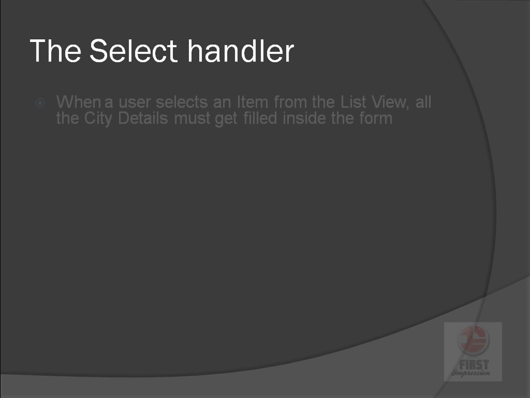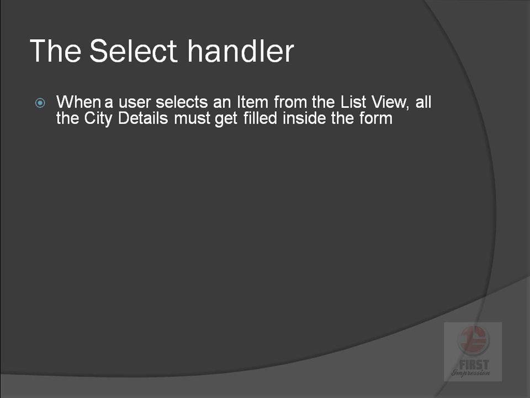Similarly, let's write the select handler. When a user selects an item from the list view, all the details must get filled inside the form. Okay, so when you have a list view and the user clicks on one of the cities of the list view, at that time all the records from that list view must be inside the form. For example, if I click on the Nagpur's record, then all the details of Nagpur must be filled inside the form.